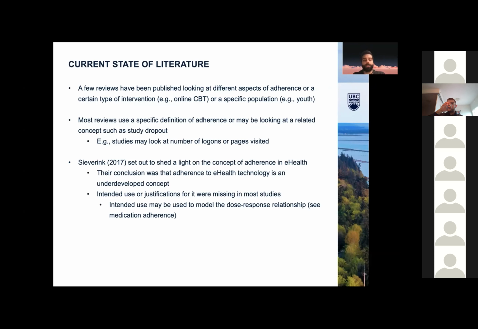Another conclusion was that one important aspect that is missing is the intended use, which can also be described as a recommended use. Either that or a justification for it is missing in most studies. Intended use is important because it allows us to model a dose-response relationship. If you think about medication adherence, there's always a dose specified, and so modeling a dose-response relationship becomes easy once you track the participants' adherence to the medication. This is something they recommend e-health should strive towards.